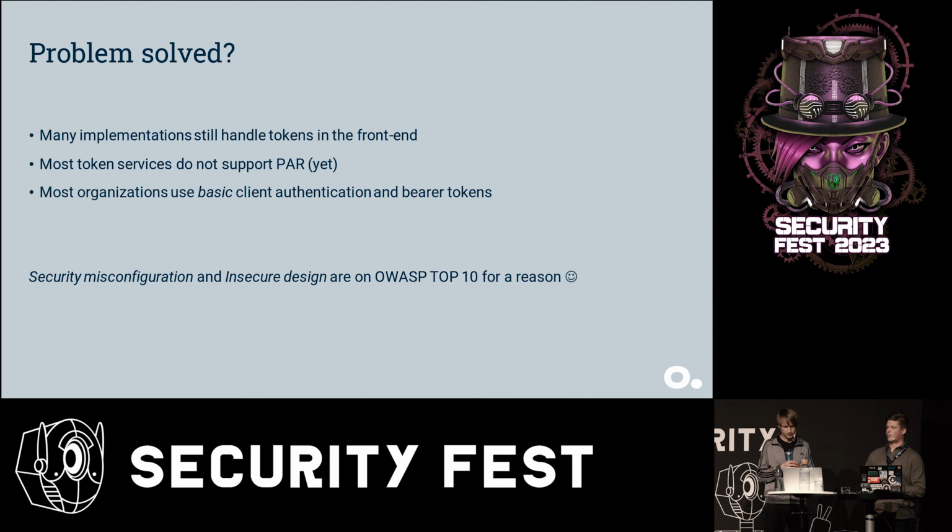We also often encounter organizations that still use basic client authentication and bearer tokens, and that means that they're not able to do sender-constrained tokens. So security misconfiguration and insecure design are on the OWASP top 10 list for a reason. But we should note that not all systems need to be financial grade, so it always depends on your threat model and business. But the backend for frontend pattern is for everyone, but maybe not doing mutual TLS and sender-constrained access tokens or PAR. So that's important to keep in mind.